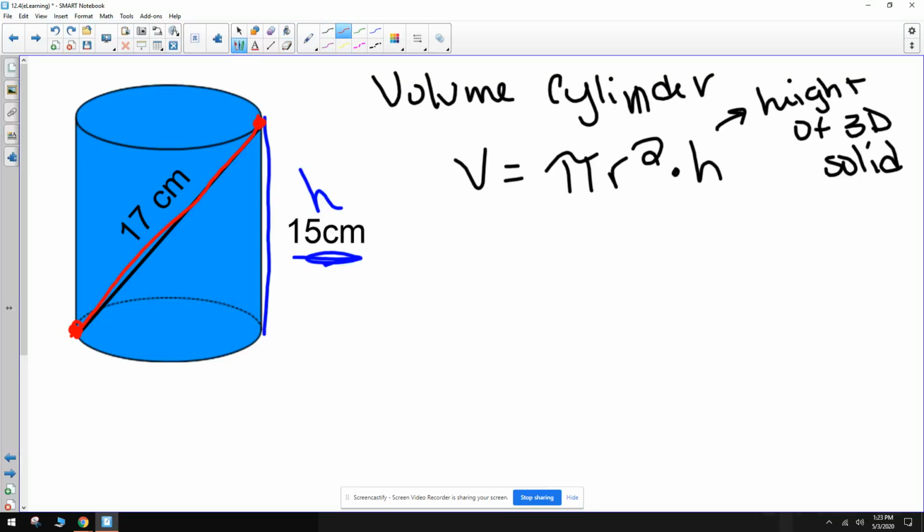So I'm going through the can and I'm cutting through the center of the base. Well, going through the center of the base is actually the diameter. So if I find that, I can find the radius.